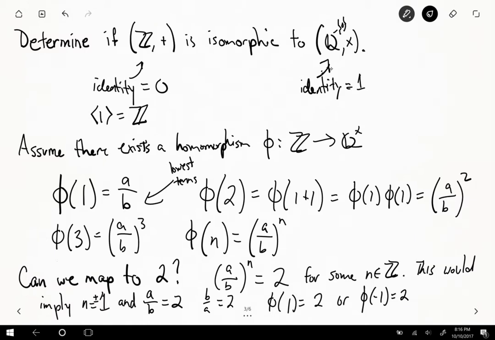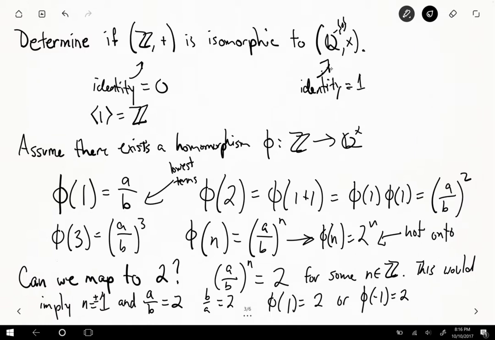So wait a second though, when we go back to this, our phi to n, that implies that phi of n equals 2 to the n. But the problem with this is it's not onto. Right? You aren't going to hit every rational number with this.